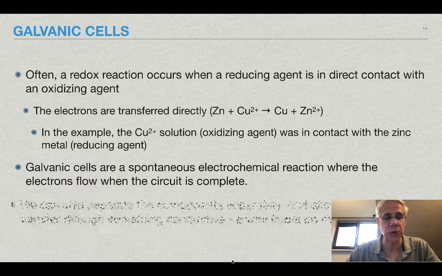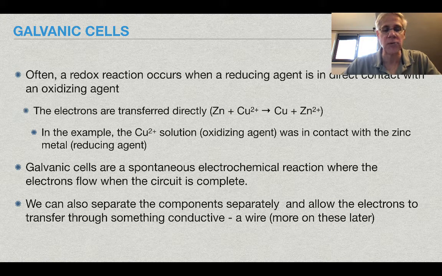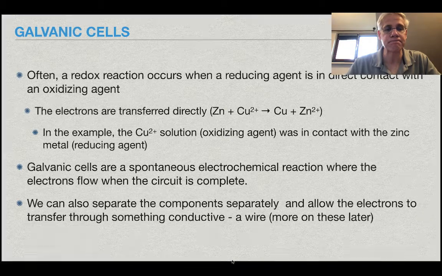in order for a reaction to occur. Now, what we can do with our batteries, rather than put like a piece of zinc into a copper solution, we can actually separate these components and have a setup where we allow the electrons that are being transferred to go through an external circuit and something conductive, such as a wire. And we're going to look at this here in just a little bit later.